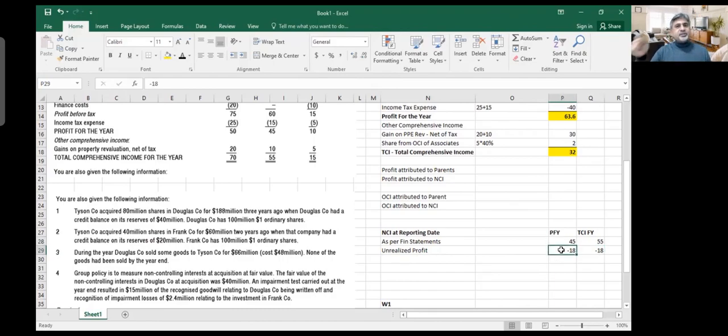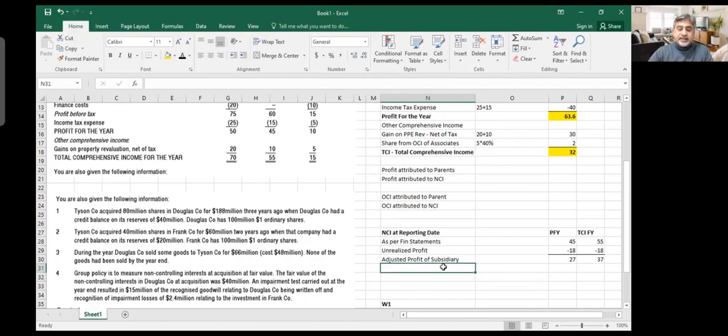If parent had sold goods, then you did not need to take this thing, then you can ignore this thing. Here parent is not selling goods, subsidiary is selling goods. So subsidiary profit includes the unrealized profit. So we subtract that thing, 45 minus 18, which makes it 27, and we put it here. So after this thing, this is adjusted profit. Let me call it adjusted profit of subsidiary. Clear?